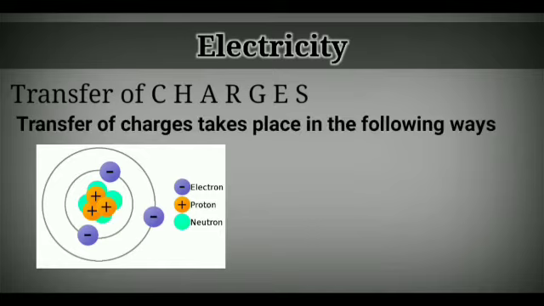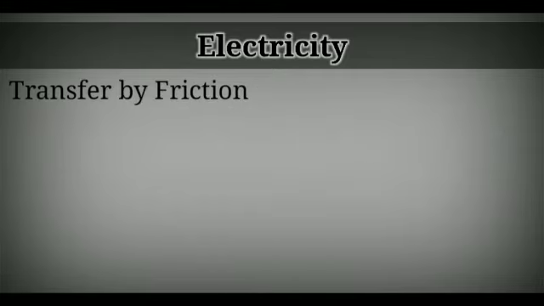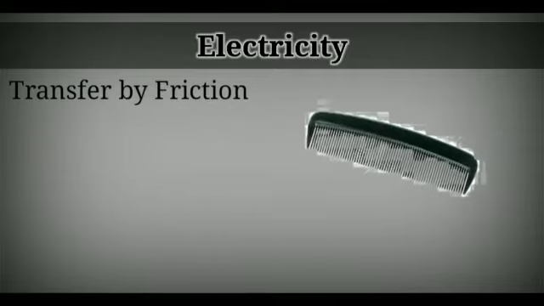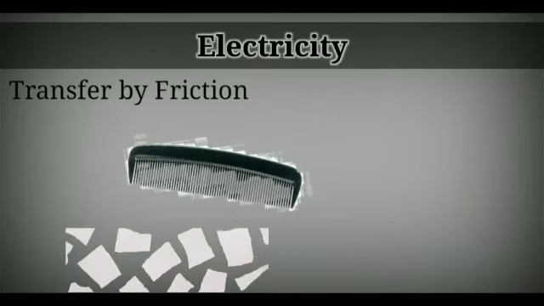Transfer of charges takes place in the following ways. One is transfer by friction. Next, transfer by conduction, then transfer by induction. First, transfer by friction. Take a comb and place it near some pieces of paper. Are they attracted by the comb?